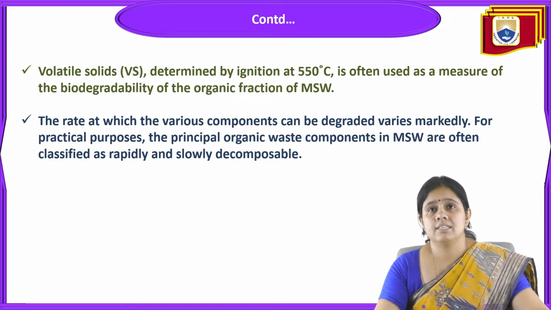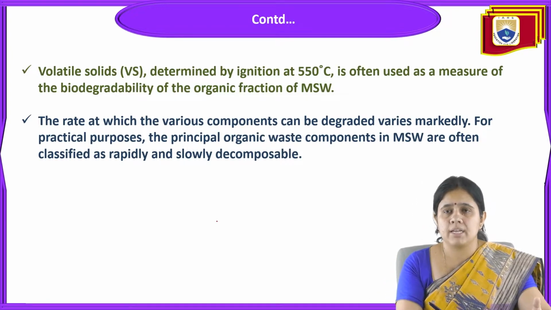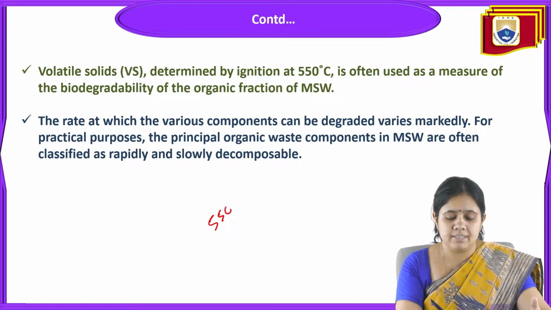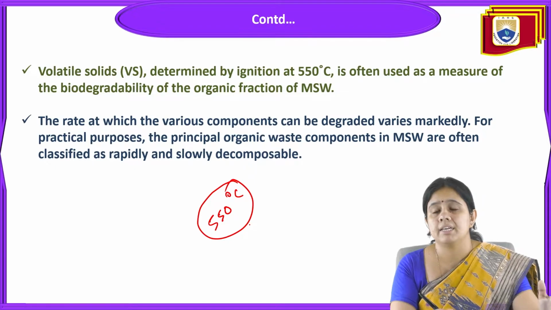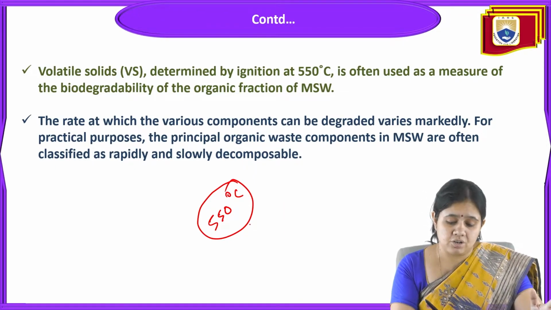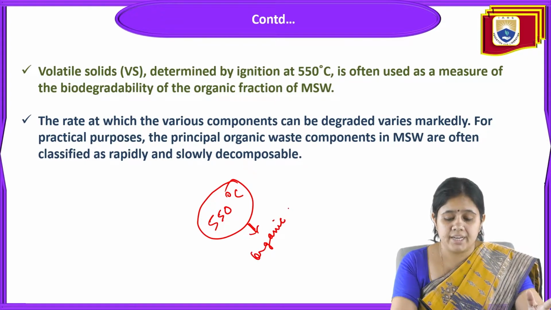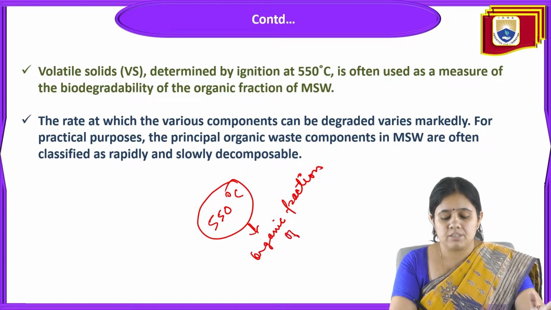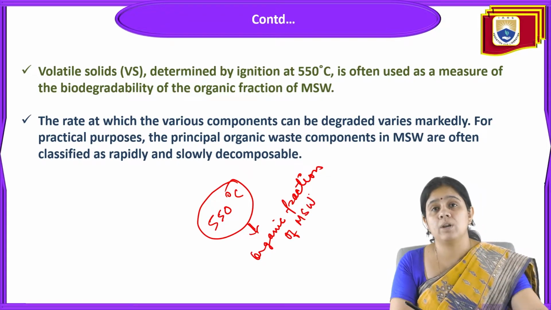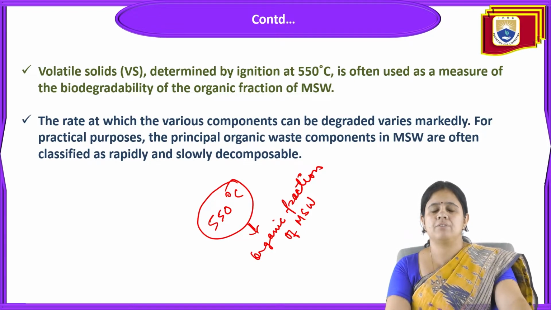Now, we'll discuss the volatile solids determined by ignition. We can determine the volatile solids by ignition at 550 degrees Celsius, and it can be used as a measure of the biodegradability of the organic fraction of MSW. It can give us an idea about the organic fraction of MSW. In this way, we can calculate the organic fraction of MSW.